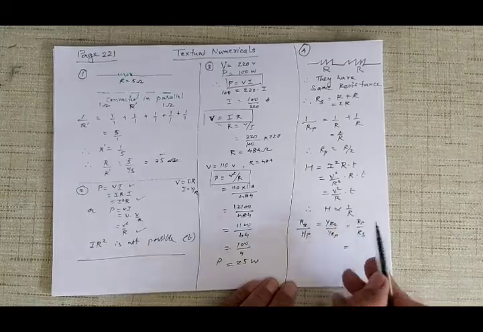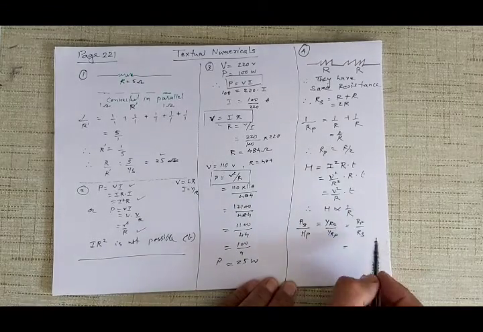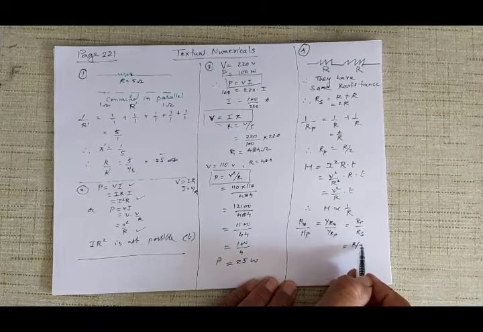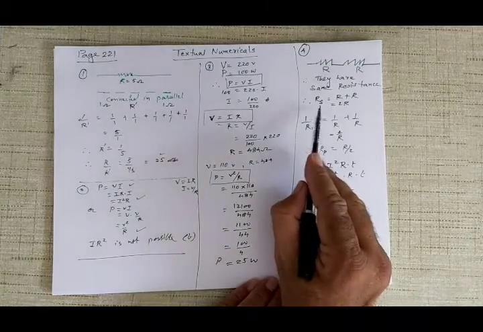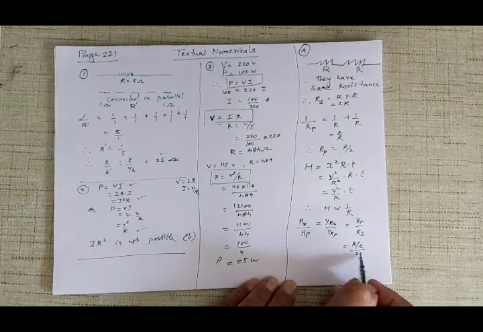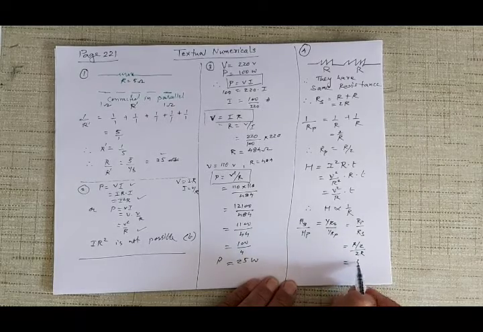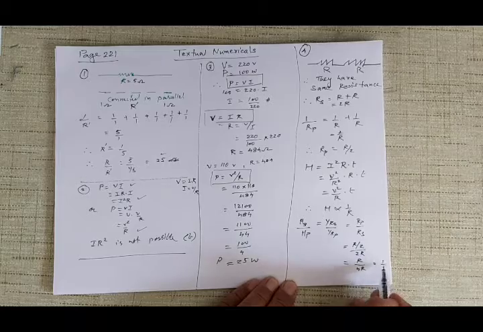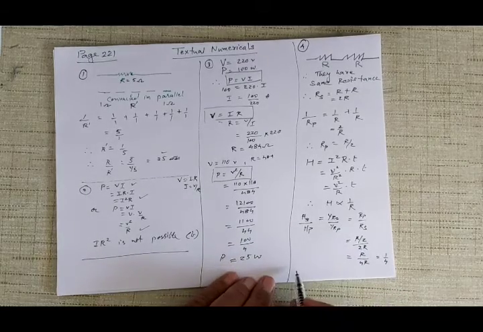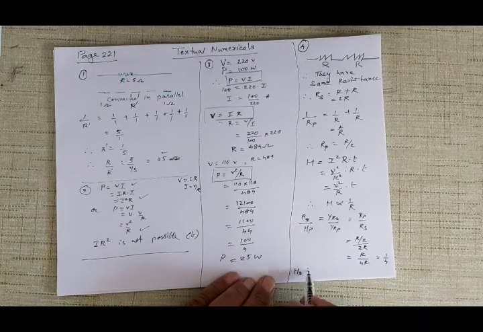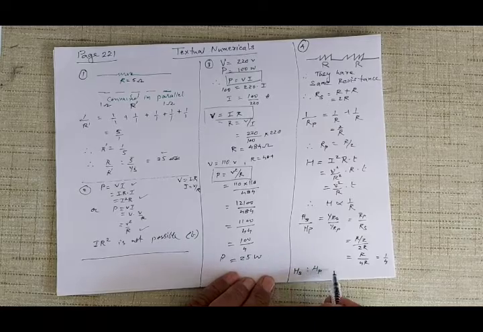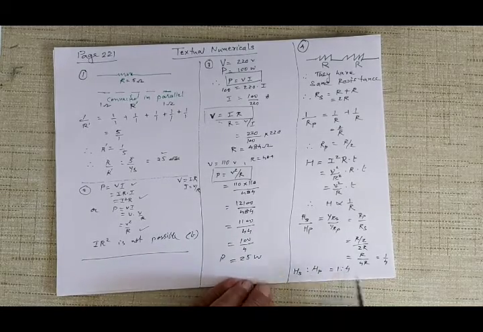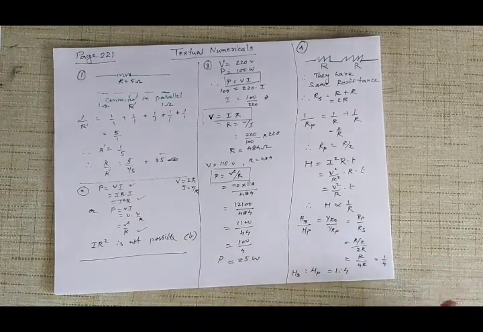Now what is resistance in parallel? Resistance in parallel is given as R upon 2. What is resistance in series? It is given as 2R. So you get R upon 4R. R cancels out, you get 1 upon 4. So the ratio of heat generated when the resistances are connected in series and when they are connected in parallel is 1:4. You can see this is very easy.